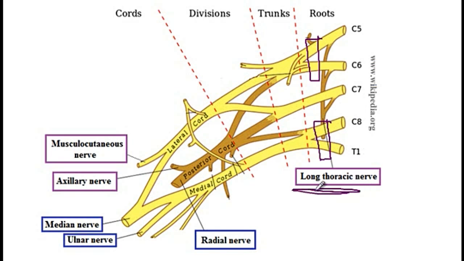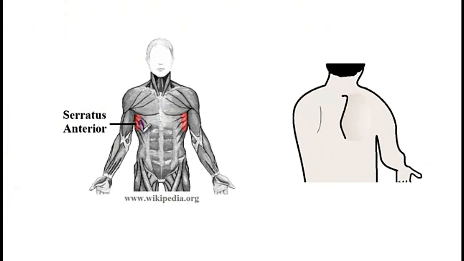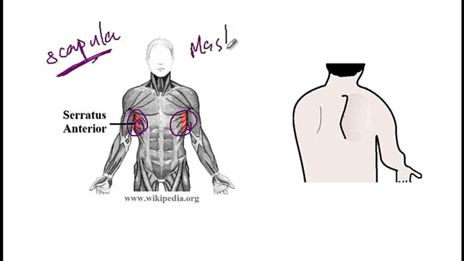So first, I'd like to start with the long thoracic nerve, which is innervating the serratus anterior. Here is an example of a serratus anterior muscle, the function of which is protraction and rotation of the scapula. A common procedure that can cause damage to the long thoracic nerve is mastectomy. After that, there would be paralysis of the serratus anterior, and these patients will present with a winged scapula.